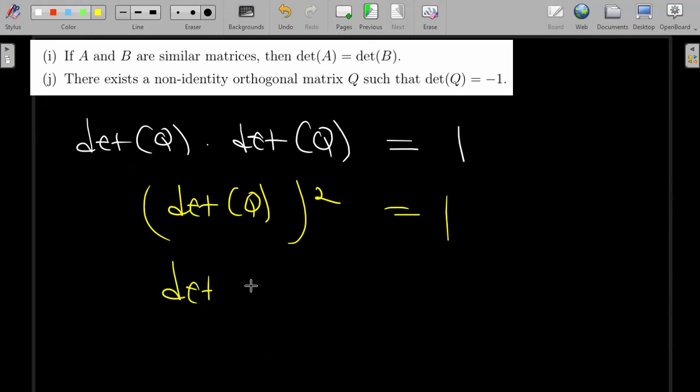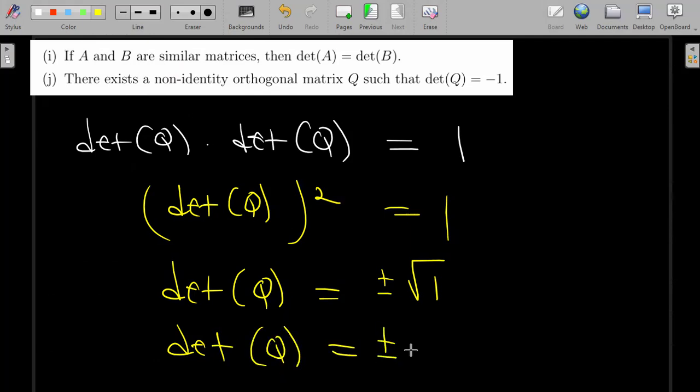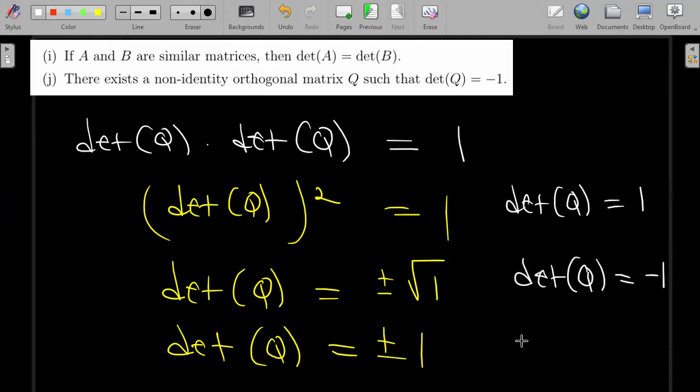So the determinant of Q is equal to plus or minus the square root of 1. You square root both sides, and since we are introducing the square root here, we put plus or minus. So it means our determinant of Q is equal to plus or minus what? 1. So from this statement, I can get that my determinant of Q is equal to 1, or my determinant of Q is equal to what? -1. So that's always the case. Whenever you have an orthogonal matrix, then the determinant of that matrix will always be 1 or -1.